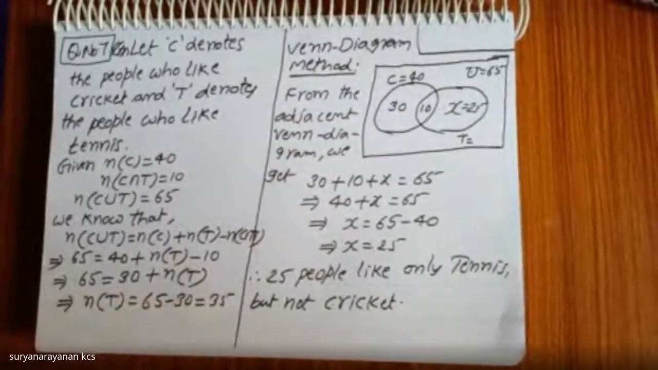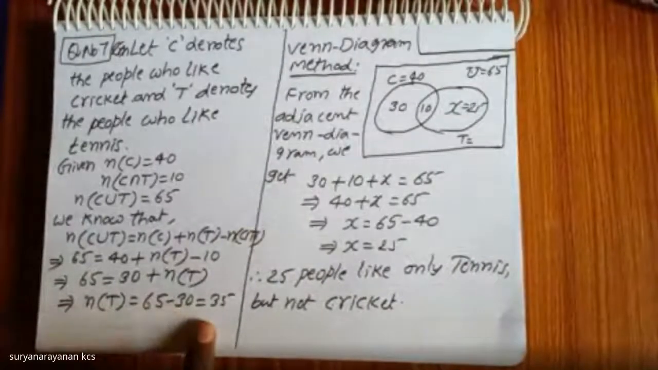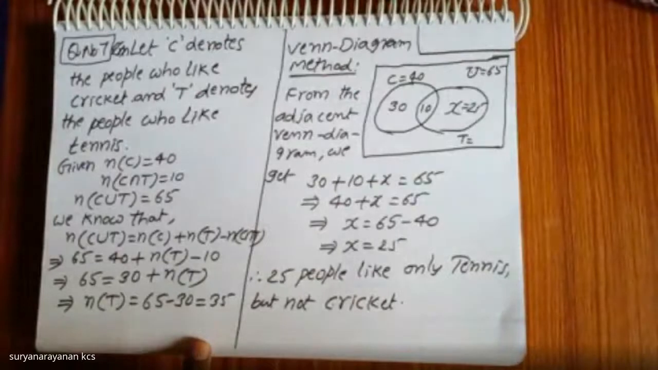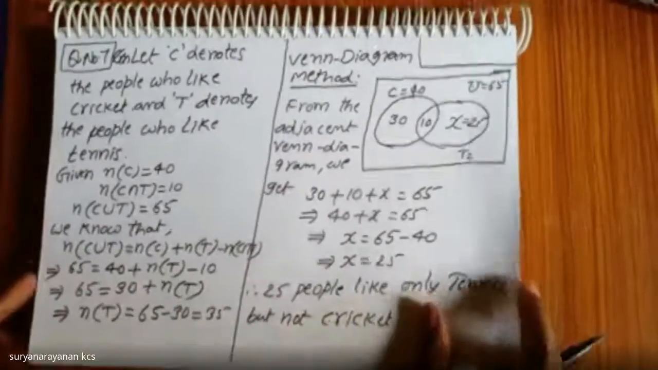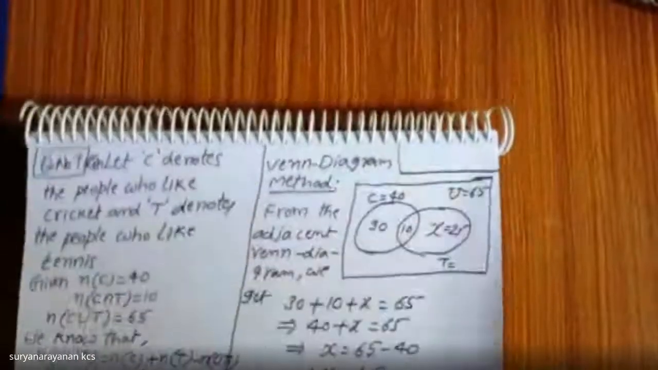That is 35. So here n of T is 35, but they asked in the question clearly that we have to find the people who like only tennis but not cricket. So we write like this.